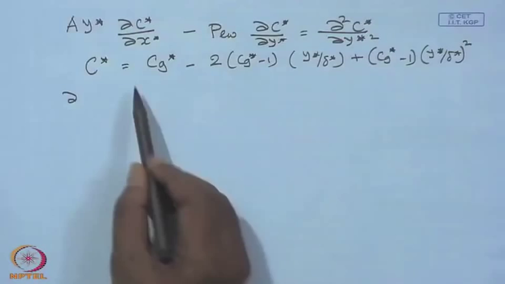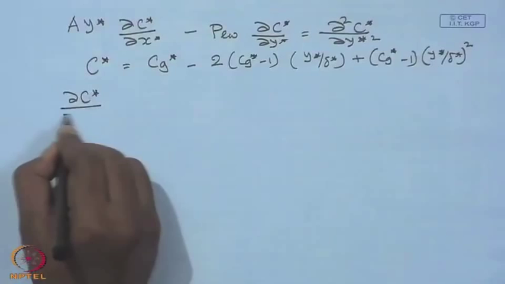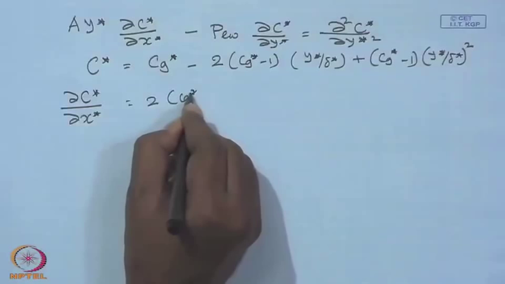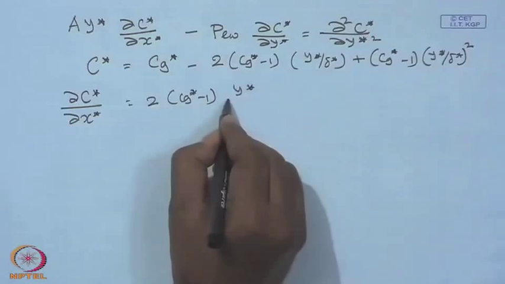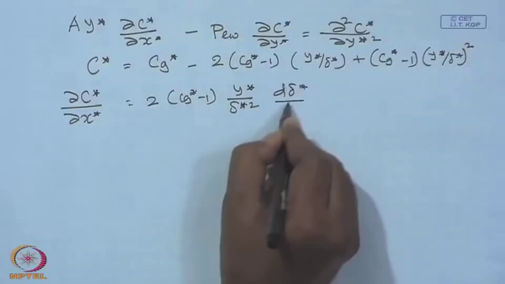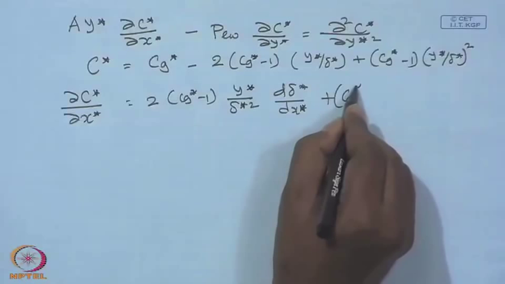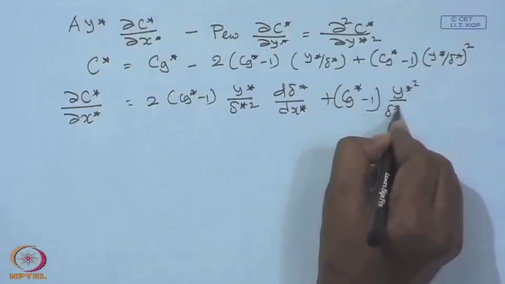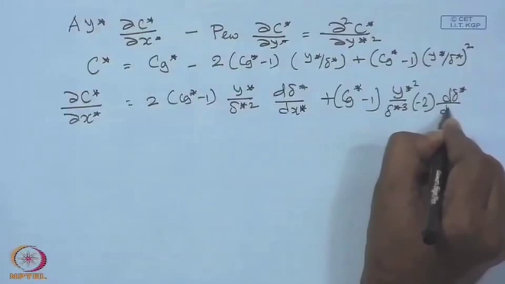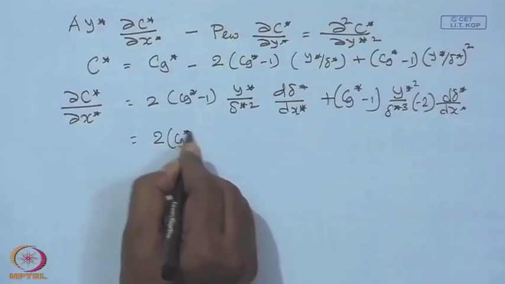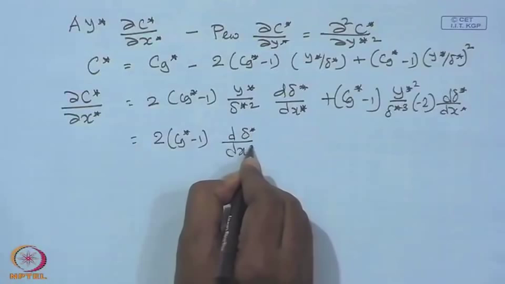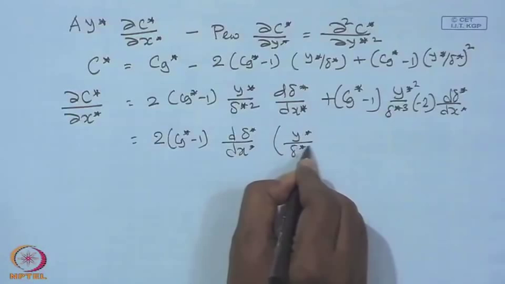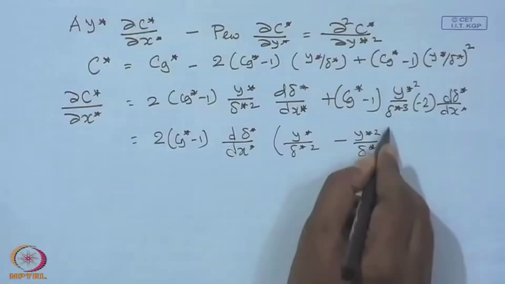So, del C star del x star is nothing but 2 (Cg star minus 1) y star by del star square d del star d x star, plus (Cg star minus 1) times minus 2 y star square by del star cube d del star d x star. So, I take 2 (Cg star minus 1) d del star d x star common. So, this becomes y star by del star square minus y star square by del star cube. So, that goes for del C star del x star.